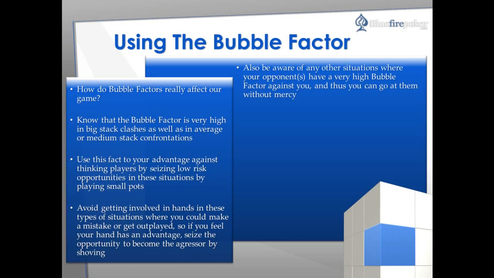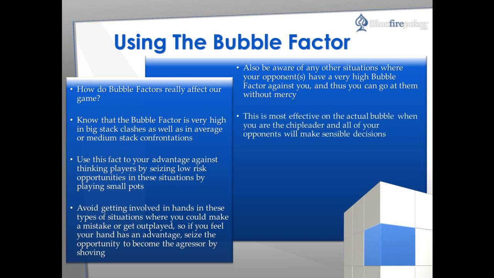We also need to be aware of any other situation where our opponents have a very high bubble factor against us, and then we can go at them without mercy. Usually our bubble factor will be slightly lower against them than theirs is against us, but even if we both have high bubble factors against each other, if we are the first one to act, usually we can claim the pot. This is most effective on the actual bubble when we are the chip leader and all of our other opponents will make sensible decisions. In these spots, it can often be correct to shove any 2 cards as the risk of confrontation is so low.